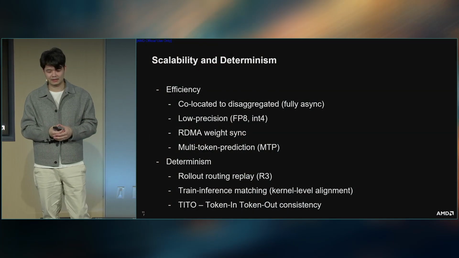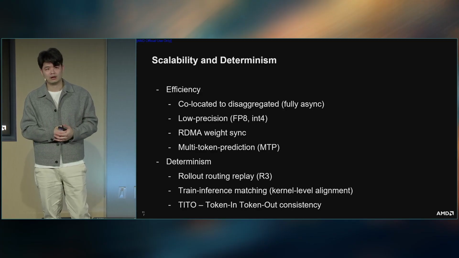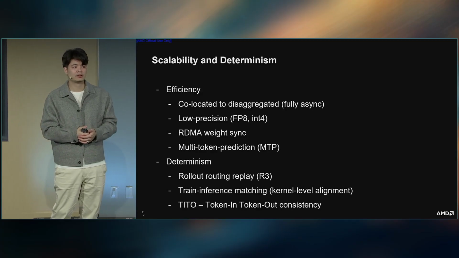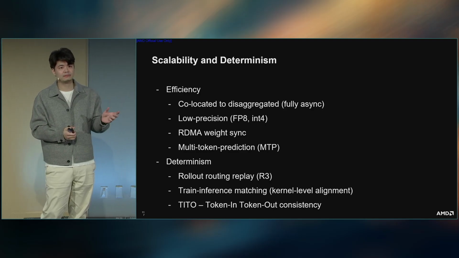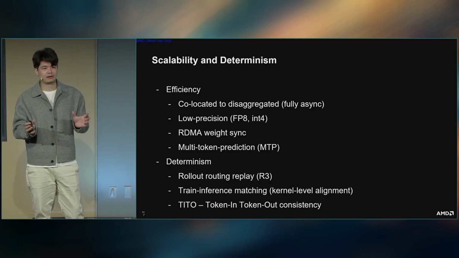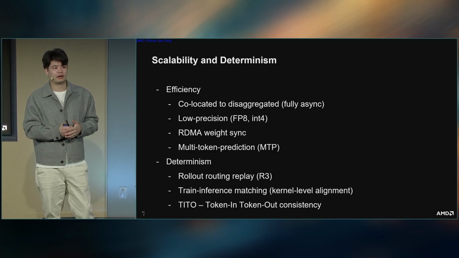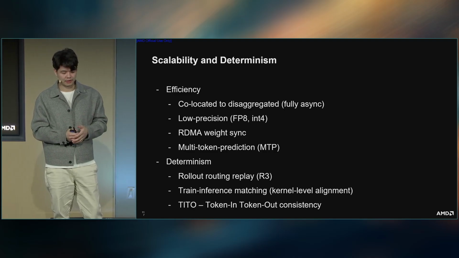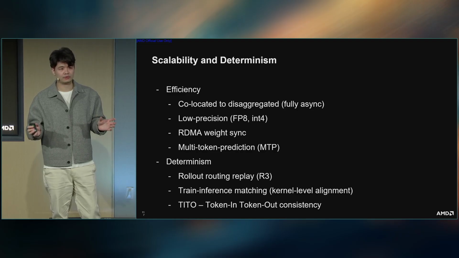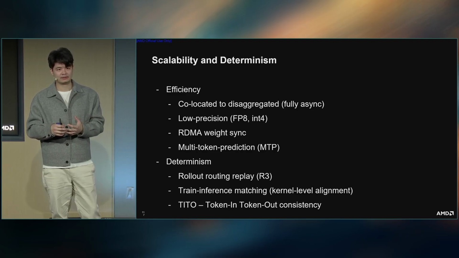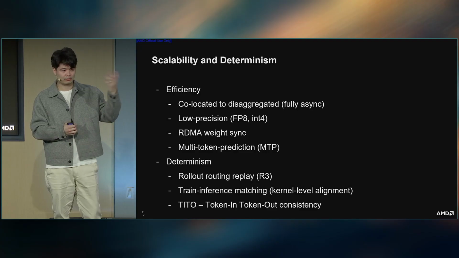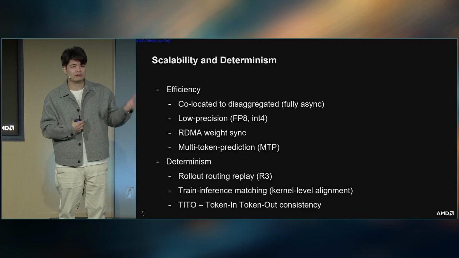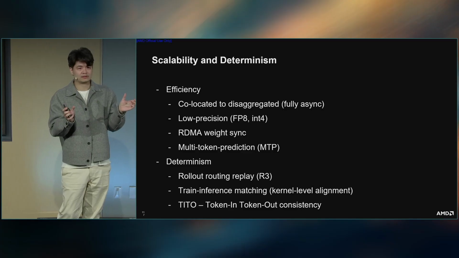And the last one is multi-token prediction. I think everyone already knows this feature; it was proposed by DeepSeek, and we also provide it in Miles. And for determinism, we also have some features to control and reduce the output mismatch between our training engine and inference engine, such as rollout replay, and we even have a training-inference matched kernel.